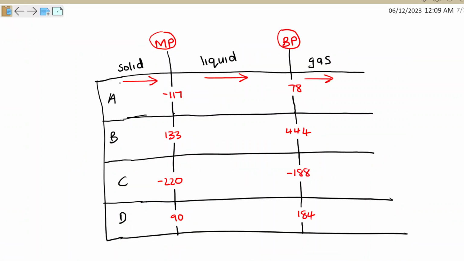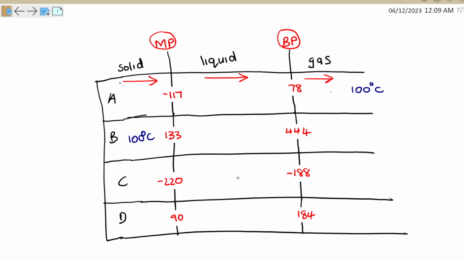Okay, let's look at the table again. So I rearranged now the table. I put all of the substances with the melting points and the boiling points. So let's look at 100 here. At A, we said 100 is here. So A is gas at 100. Let's look at B. Where is 100 here? 100 must be below 133. So 100 must be here. So B is a solid at 100.